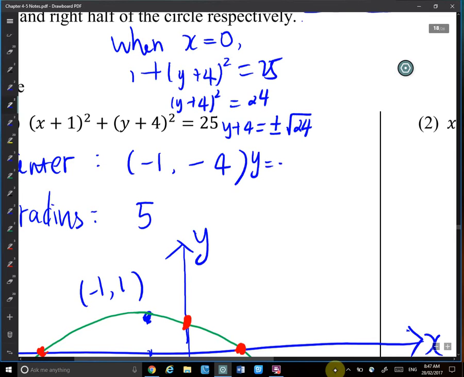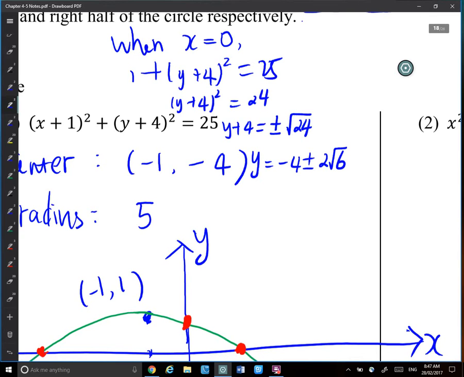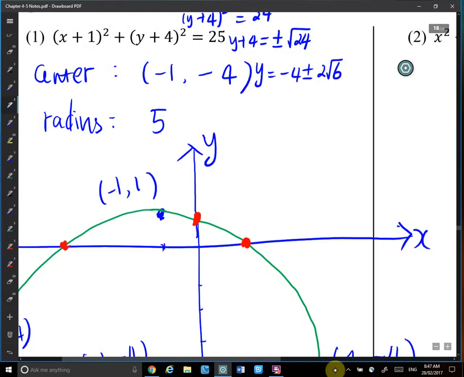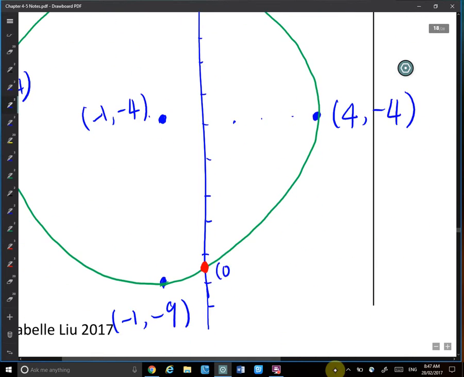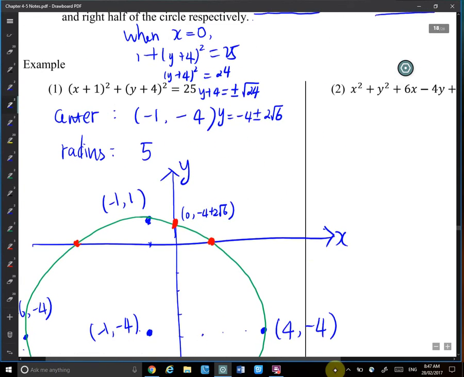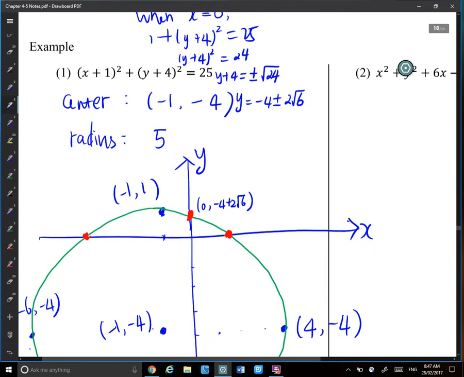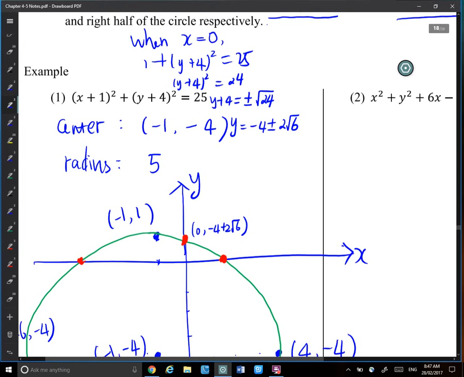So y will be minus 4 plus minus 2 root 6. So that's the y-intercept. Minus 4, 0, x equals 0, y equals minus 4 plus 2 root 6. And the bottom one will be 0, minus 4 minus 2 root 6. Okay, so that's the x. Let's have a look at the y.